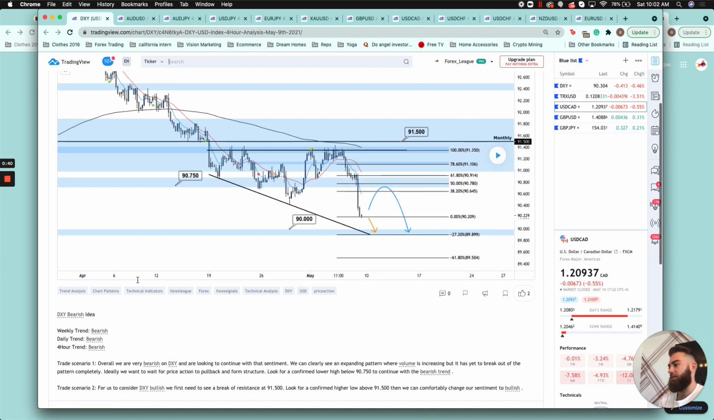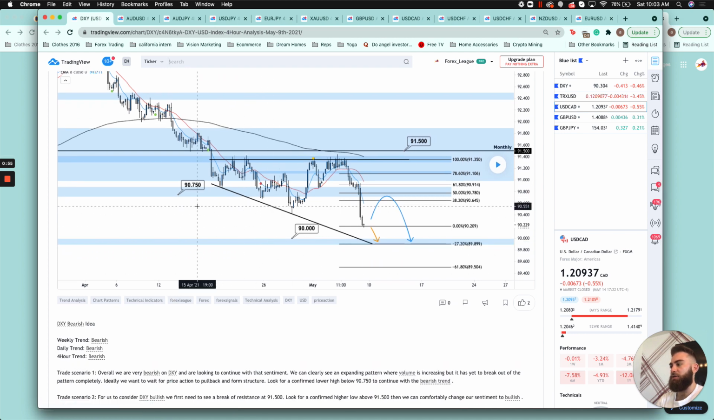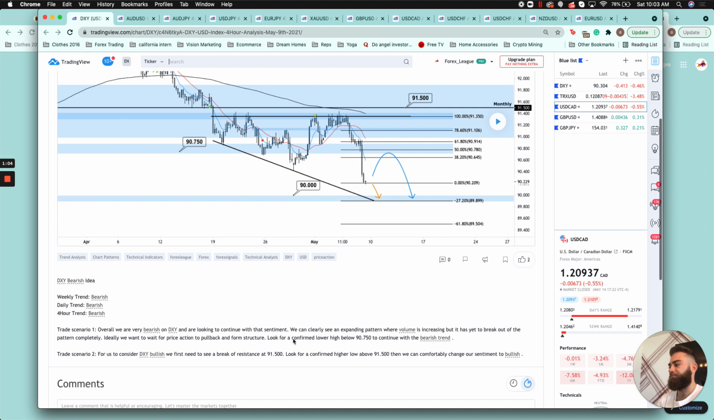The dollar index, for those that don't know, is the value of the US dollar. So it's all of the currency pairs in comparison to the US dollar, and this is a good indication as to where the dollar is heading. Going into the week, as we can see, very bearish on the dollar, bearish on every single time frame right here. We got our key levels marked right around this 50% level.